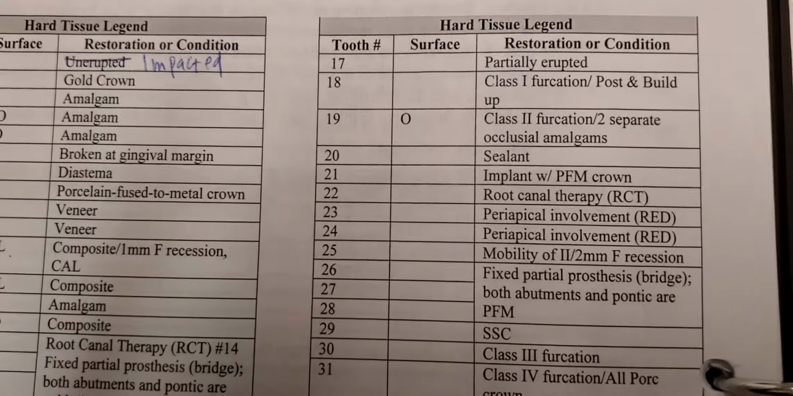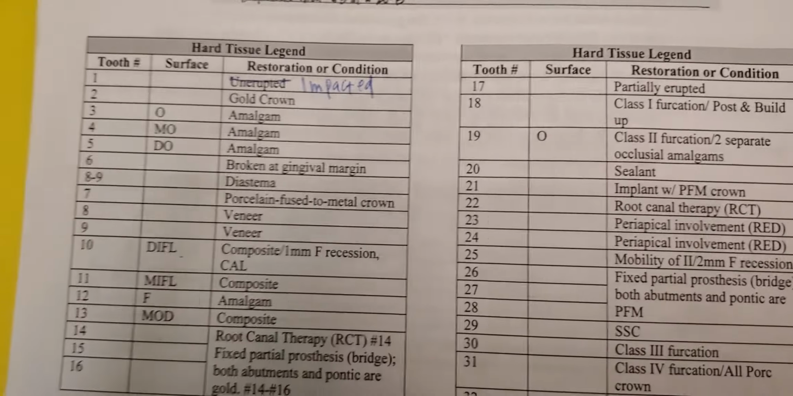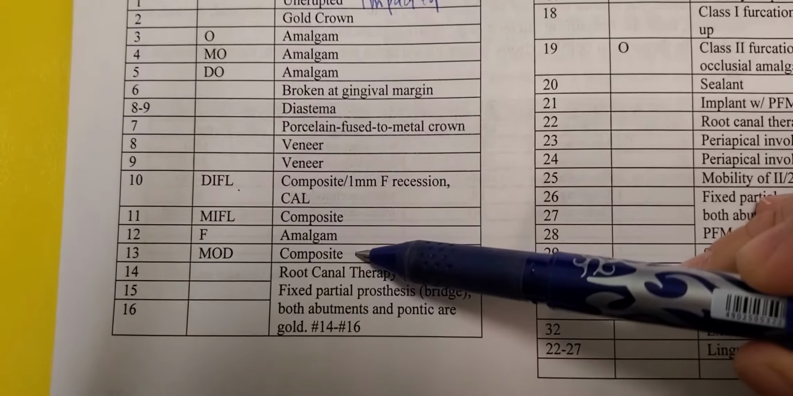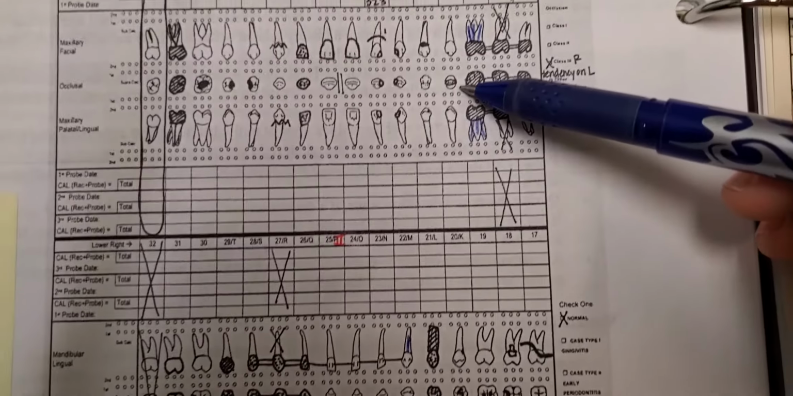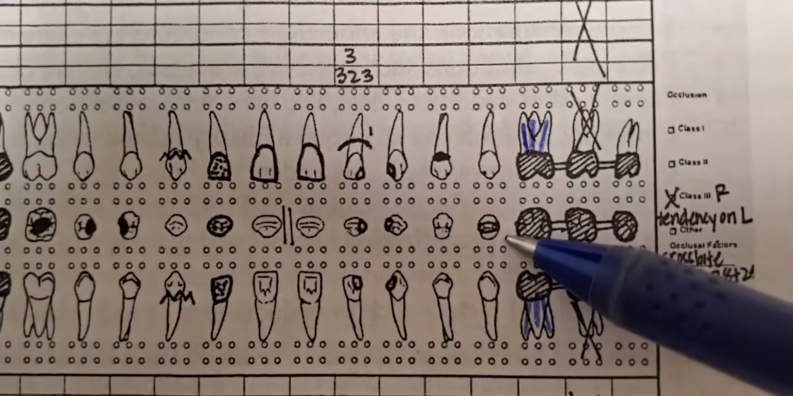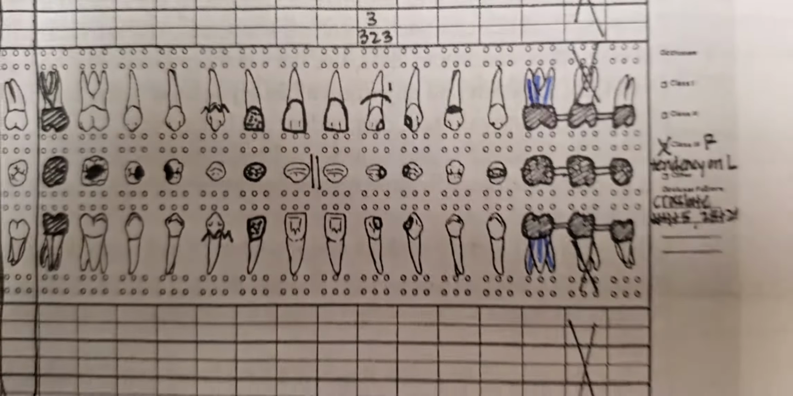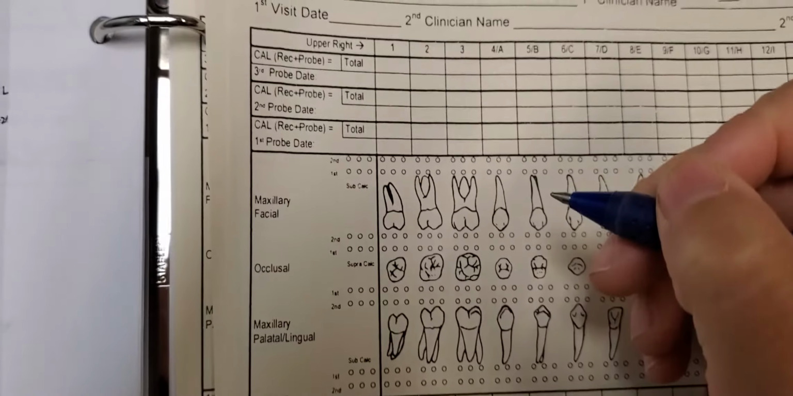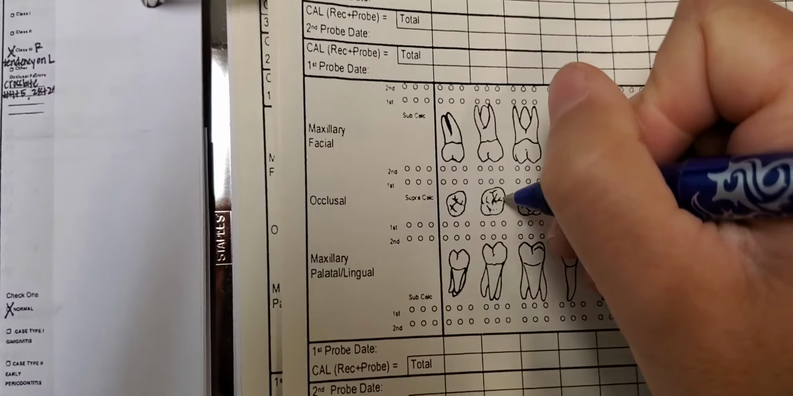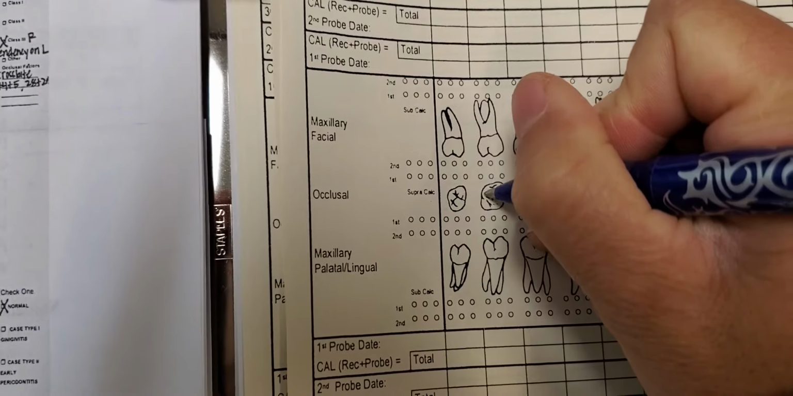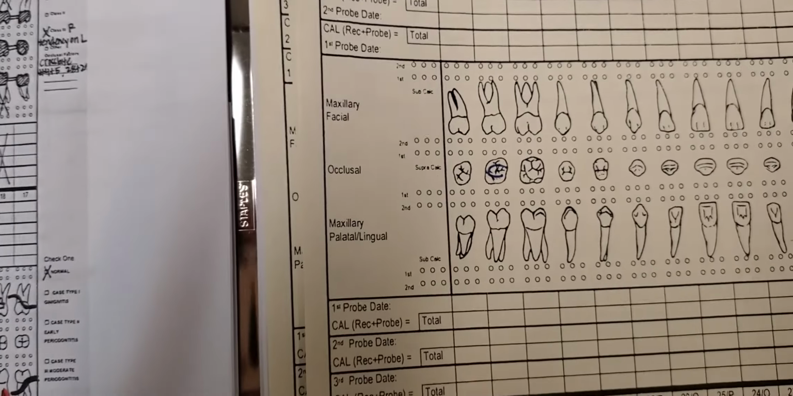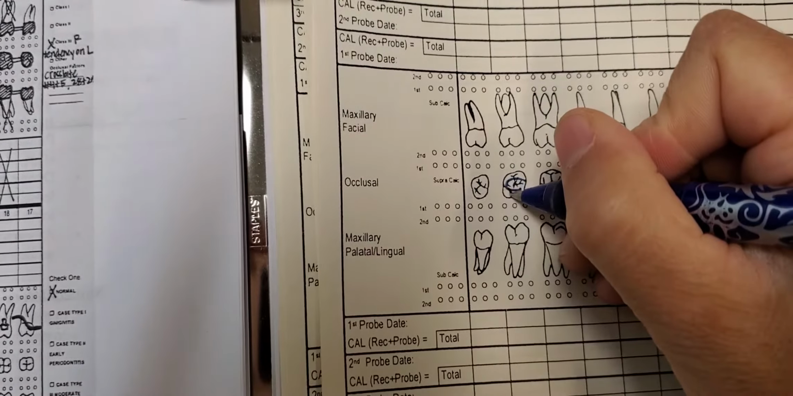Then you'll go to your hard tissue chart, you'll find something that is also composite. So for example, tooth number 13 has an MOD composite. If I go to 13, I can see that it's charted as an open circle. So now I can go to tooth number 2 and I can fill in that this is an MO and includes the lingual as well.